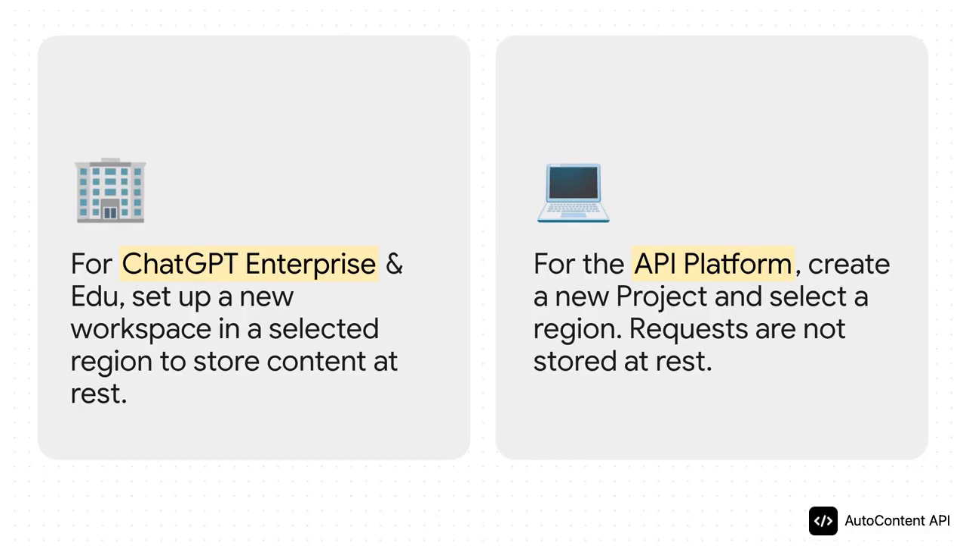For ChatGPT Enterprise and Edu, it's pretty straightforward. You set up a new workspace in a specific region, and that's where your conversations, files, and GPTs are stored. But for the API platform, it's a whole other ballgame. You still pick a region for your project, but get this, the actual requests and responses are not stored at rest. That's a huge detail, giving developers maximum data control. Your data is essentially gone once it's processed.